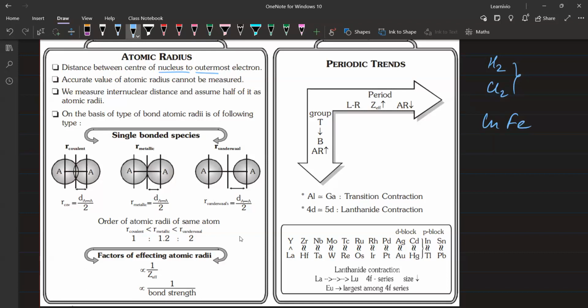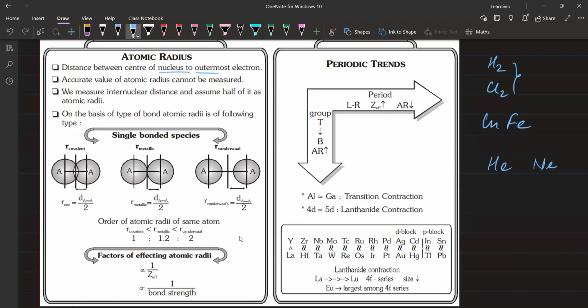And for the noble gases, they don't form any compound. They're individual. So helium will be on its own, neon will be on its own. But in gaseous state, there will be 2 helium atoms, and we take the separation between the 2 helium atoms and then divide it by 2.